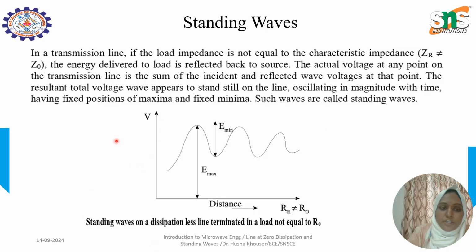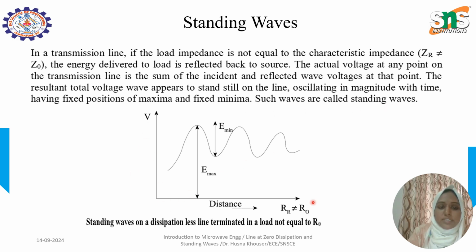Now, the standing wave ratio. In a transmission line, if the load impedance is not equal to the characteristic impedance, that is ZR is not equal to Z naught, the energy delivered to the load is reflected back to the source. The actual voltage at any point on a transmission line is the sum of the incident and the reflected voltage at that point. The resultant total voltage wave appears to stand on the line, oscillating in magnitude with time, having a fixed position of maximum and a fixed minimum. Such a wave is called a standing wave.